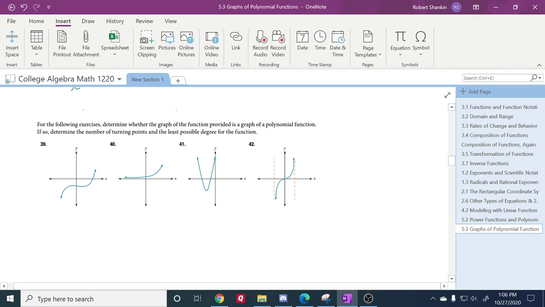Alright. For the following exercise, determine whether the graph of the function provided is the graph of a polynomial function. If so, determine the number of turning points and least possible degree. So this right here, these are called asymptotes. And polynomial functions do not have what's called vertical asymptotes like this. So this is not a polynomial function.